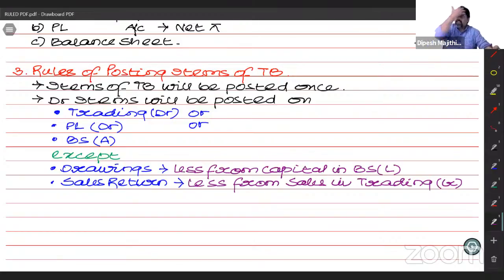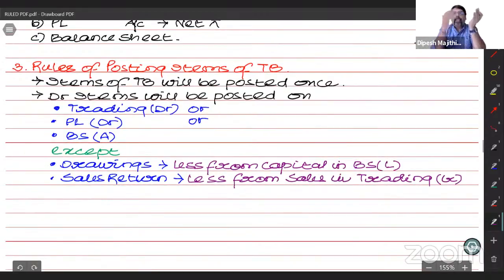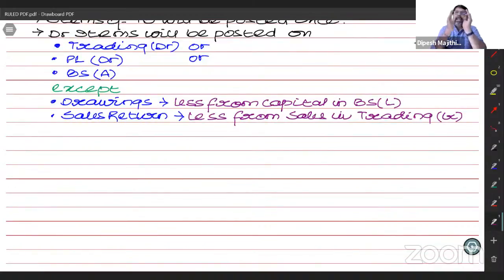Am I clear, chartered? Yes, sir. Now, although they are not coming on the debit side, they are subtracted from the credit side. That means impact remaining debit only. Either you write it on the debit side or you subtract it from the credit side, impact remains the same.